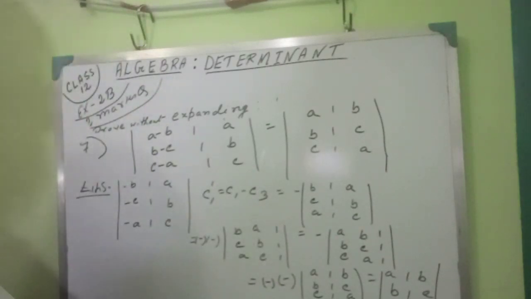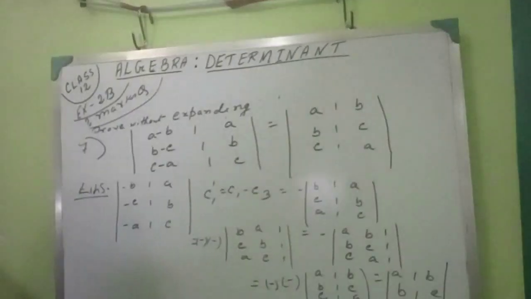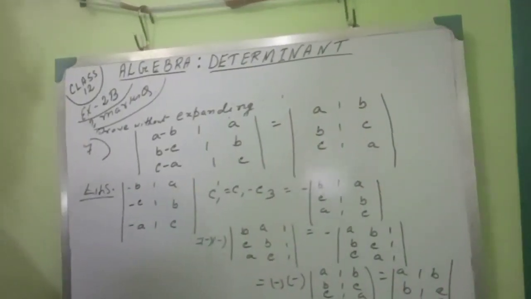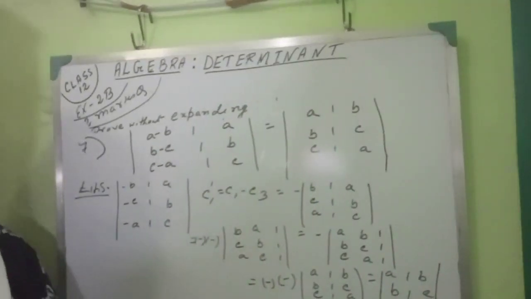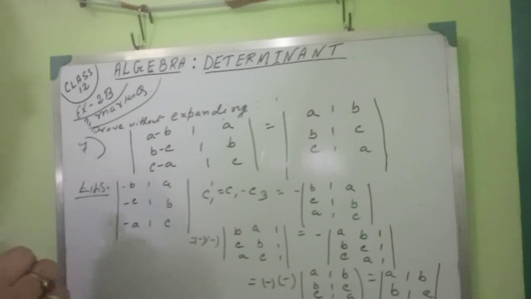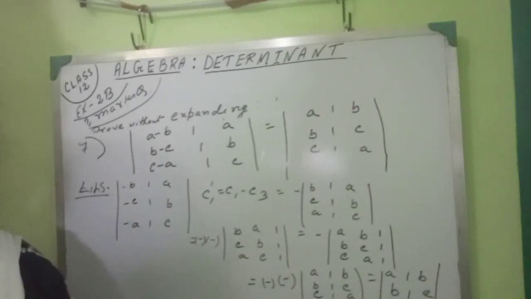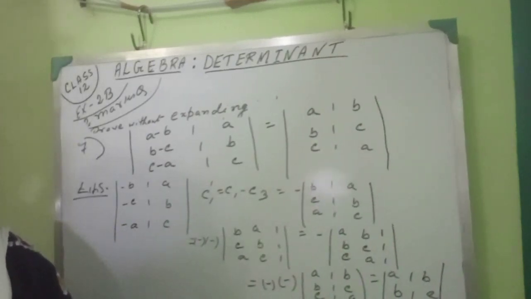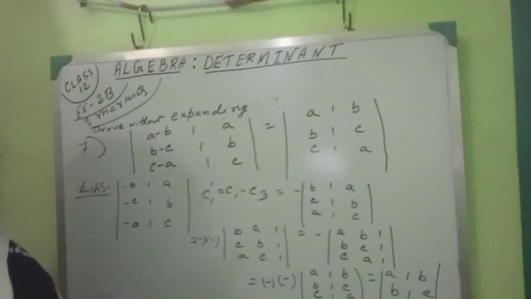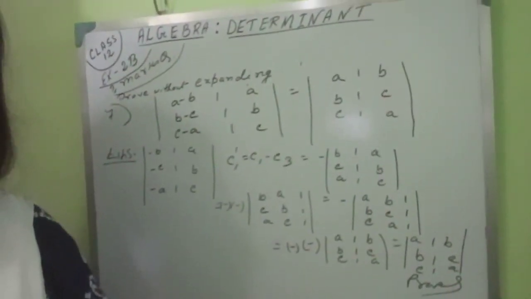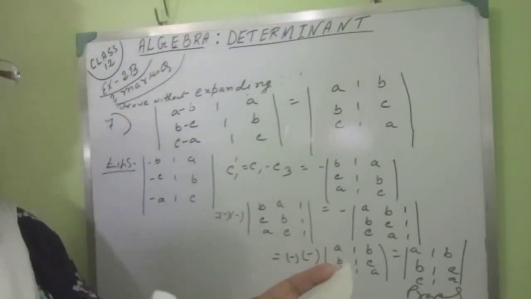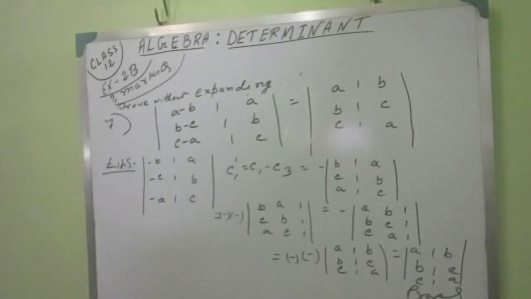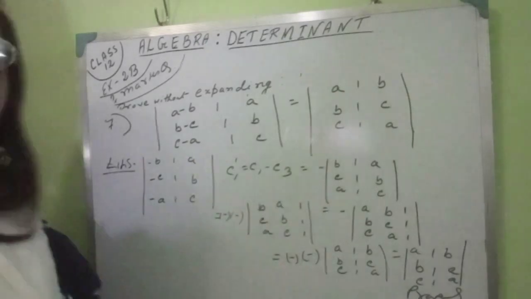Understood? I think it's clear to you. You see the board. See, it's okay. I think now it's okay. Okay, sum number 7 done. Next, coming with sum number 8. Coming with the next video.